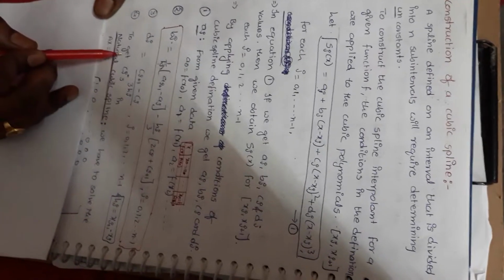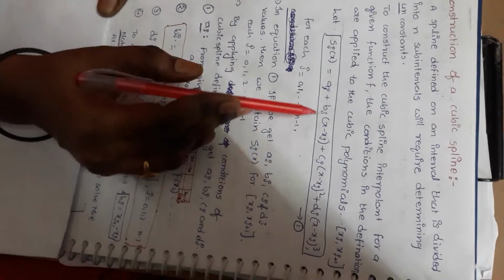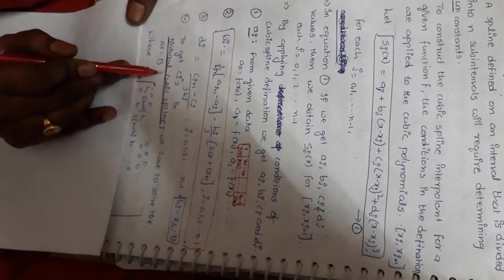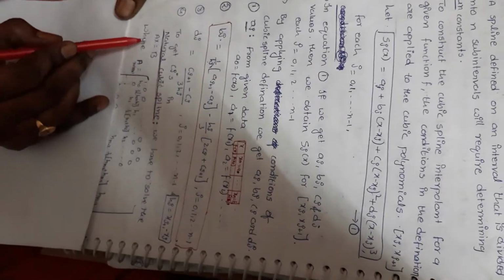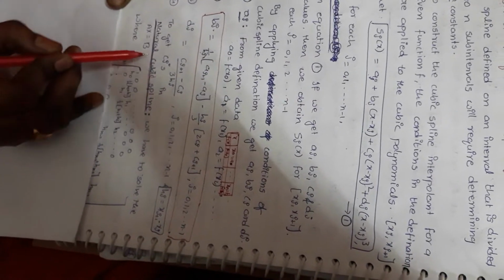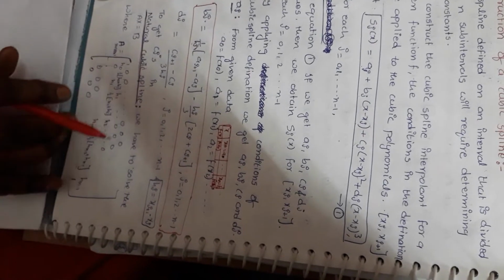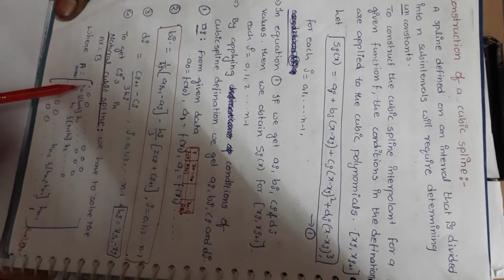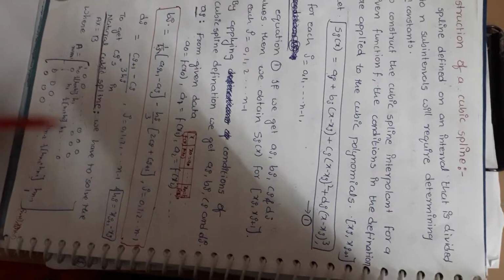So next, to get cj, what is remaining? We got aj, bj, dj. To get cj, it gives a system of linear equations. That's why we can solve like this: Ax is equal to b, where A, after simplification, I am giving this A matrix. This A matrix order is n plus 1 by n plus 1. That means we have n plus 1 rows and n plus 1 columns.